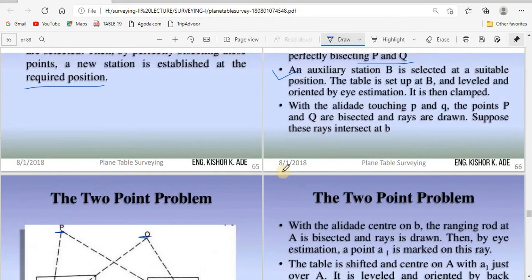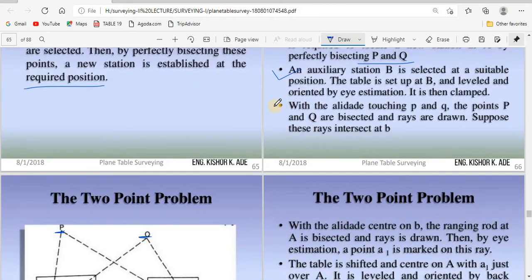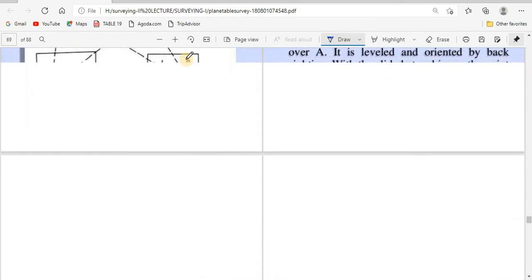After doing the orientation, you have to clamp your plane table. The next point is that with the alidade touching P and Q, the points P and Q are bisected and the rays are drawn. Suppose these rays intersect at P.